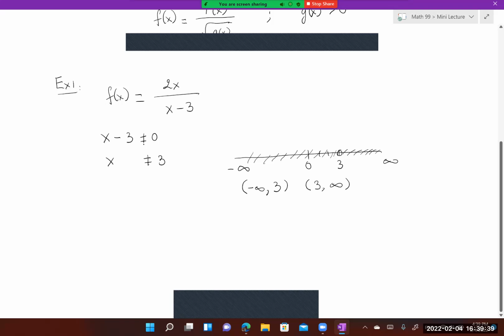Now we need to connect these two pieces by a union symbol. It kind of looks like a U. It means the union. Okay, so this is the domain of this function.